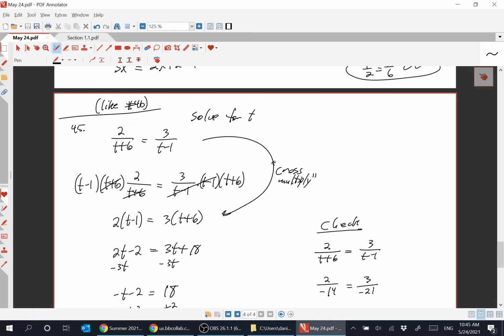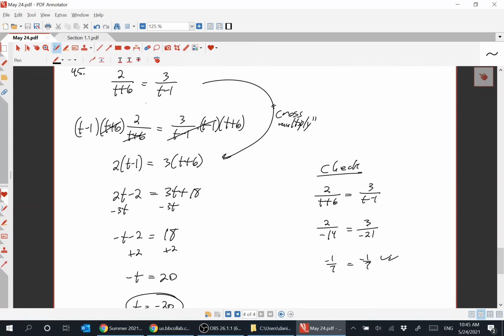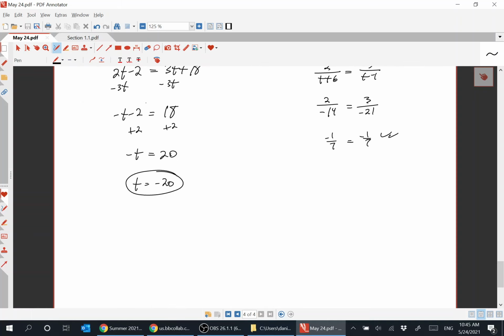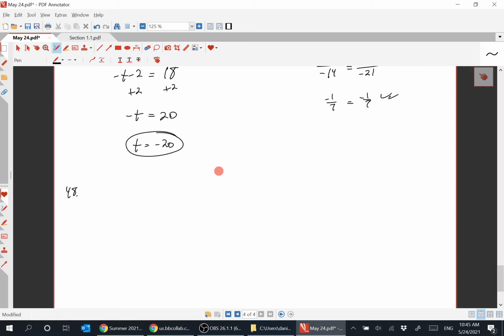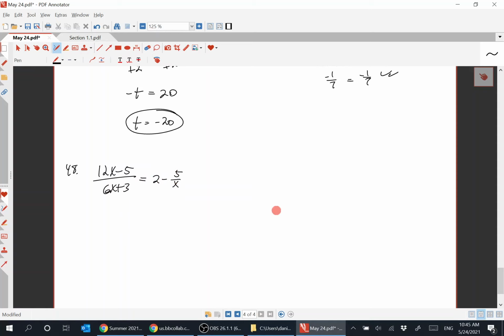So that is like number 46. And then, there are the ones that are a little more complicated than that. So 48. And that'll be enough for this section, I think. 12x minus 5 over 6x plus 3 is equal to 2 minus 5 over x.